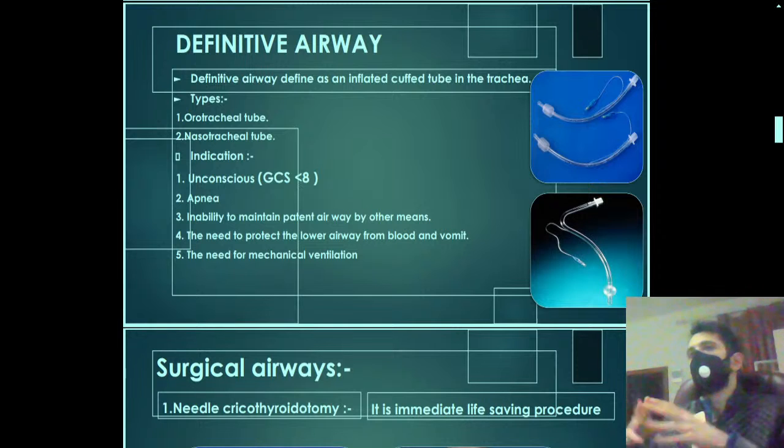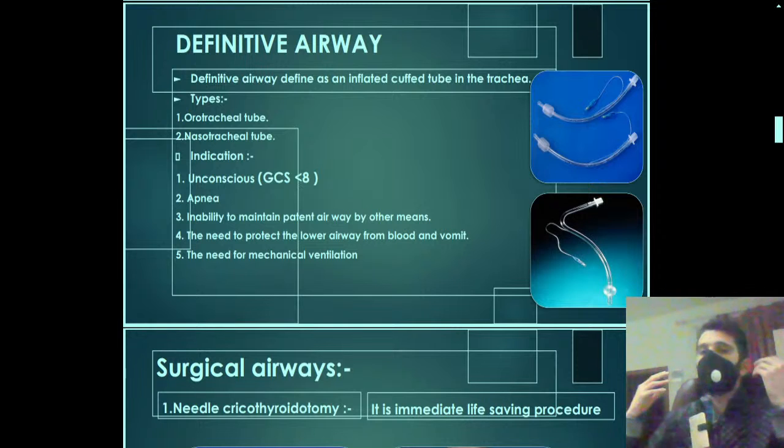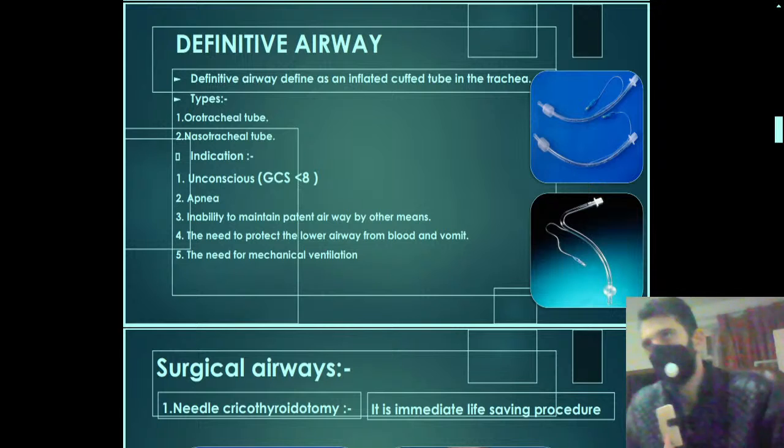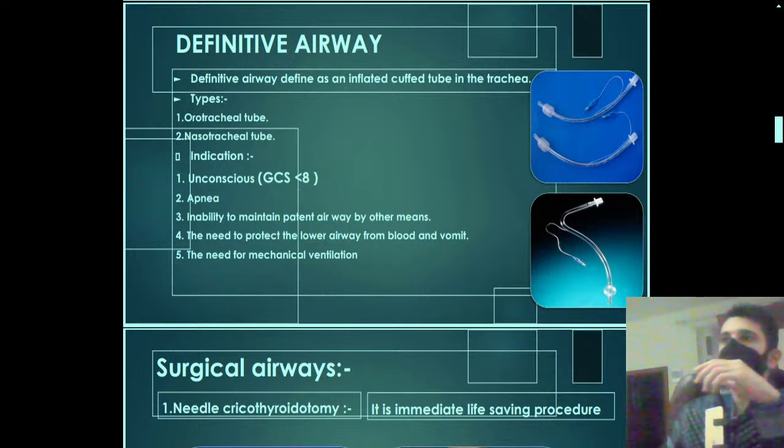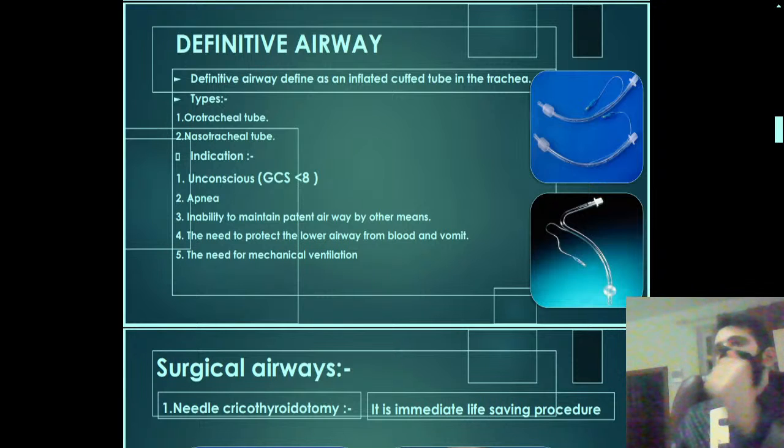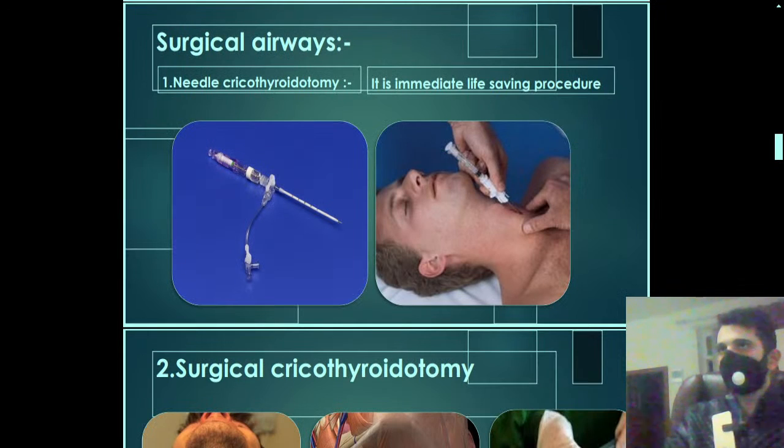It is recommended and indicated in a patient who is unconscious, apneic, and with the inability to maintain a patent airway, the need to protect the lower airway from blood and vomit, and the need for mechanical ventilation. This is a surgical airway with needle cricothyroidotomy.